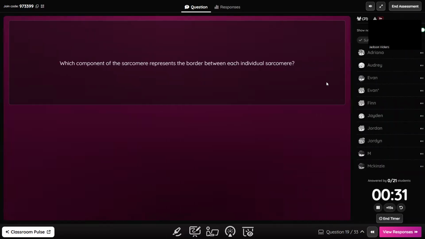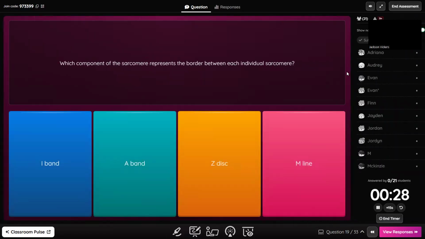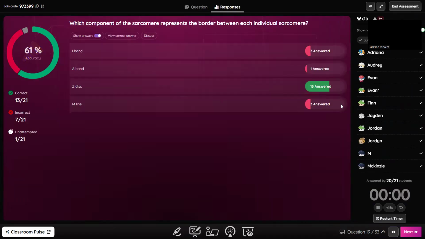Again, here's another one where I'm using the A and I band. If you know it, that's good. But yep, Z disk. You can define a sarcomere as the boundary from Z disk to Z disk.